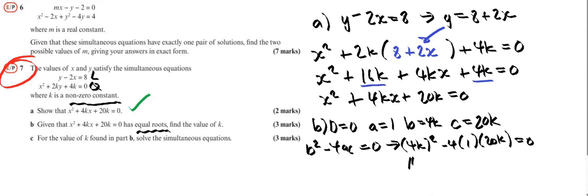And if we expand that out, 16k squared minus 4 times 1 times 20k is going to give me minus 80k equals 0. So now we've got to factorize this to find the solutions. Well, 16 comes out of both, k comes out of both, so we've got a common factor. And what are we left with? 16k times k to get 16k squared minus 16k times 5 gives me a minus 80k.